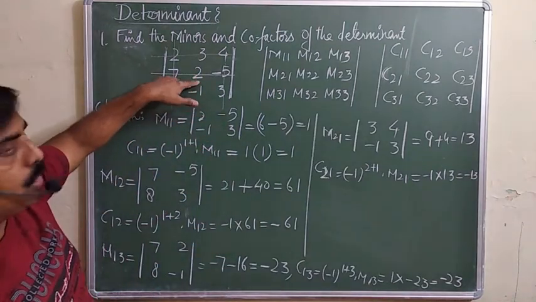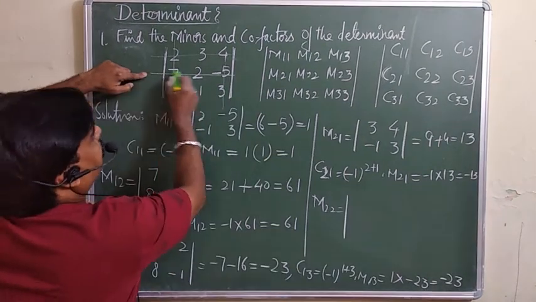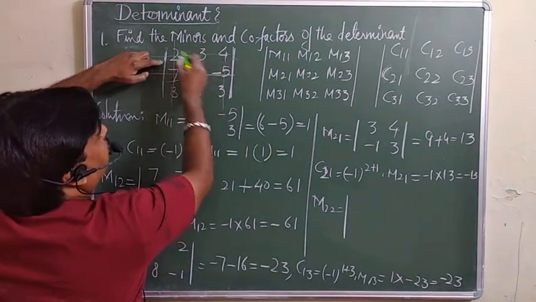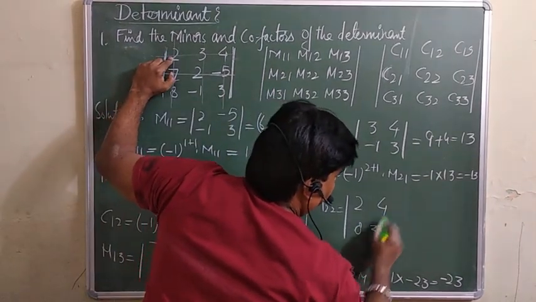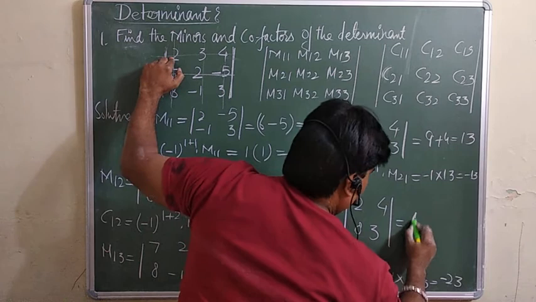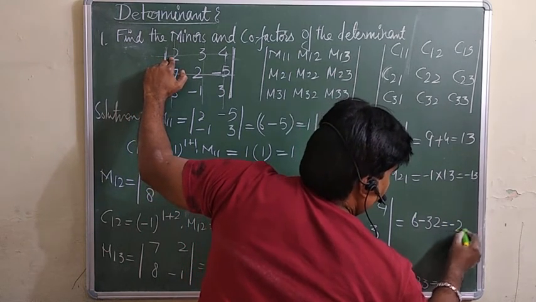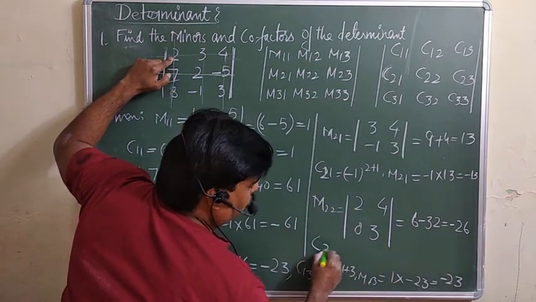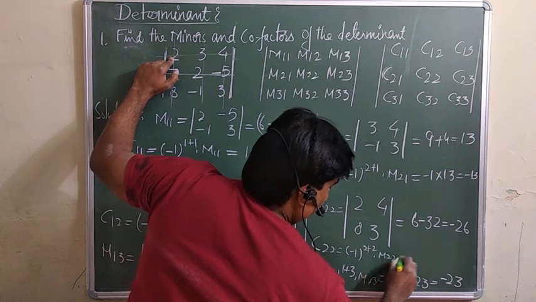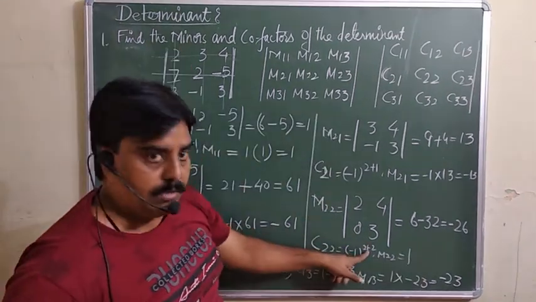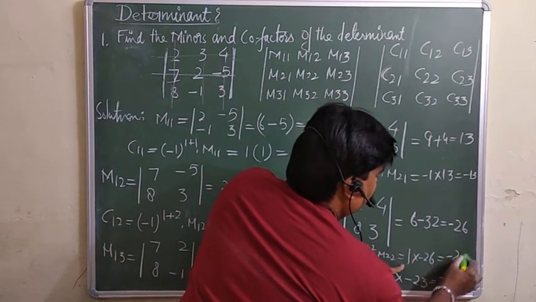Similarly, you can calculate for this one, M22. So this second row, second column. So 2 4 8 3. So this is equal to, you will get 6 minus 32, that is minus 26. And if we find the C22, that is minus 1 raised to power 2 plus 2 into M22. So minus 1 raised to power 4, means even, so it will be plus 1 into minus 26. So this is minus 26. Have a look.